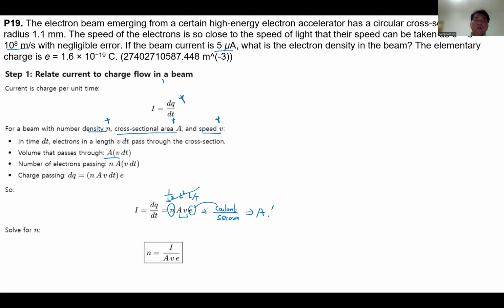So if you do not remember the formula, then you have to do the dimensional analysis, which we have learned in Physics 161, which is very important. So the current is related to the number density that we want to find out. So our number density is given by I divided by A v e. If you look closely, you'll see that the cross-sectional area is given, velocity is given.